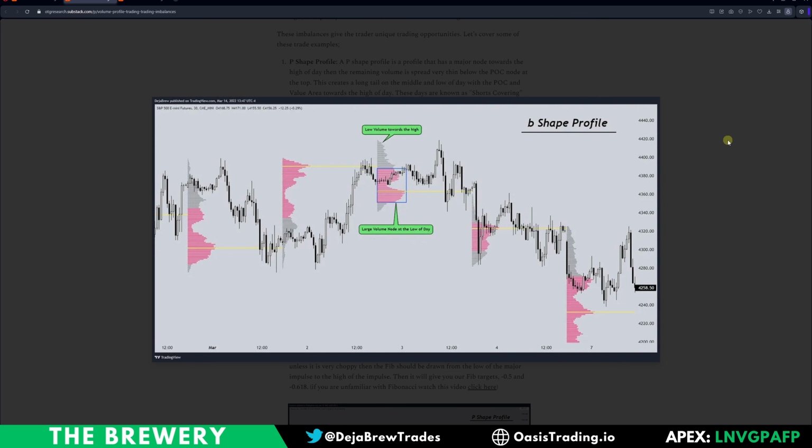Now let's take a look at the lowercase b. The lowercase b is pretty much identical to the P-shaped profile, just flip it upside down. Okay, so with the lowercase b, it is typically seen with that POC towards the low of day. It has very little to no lower tail with a long upper tail. Volume should fall off towards the high, but it should have more volume towards the low, becoming a bottom-heavy profile.